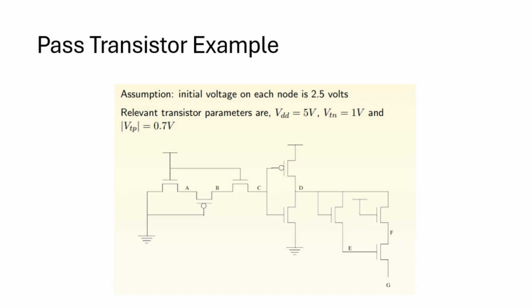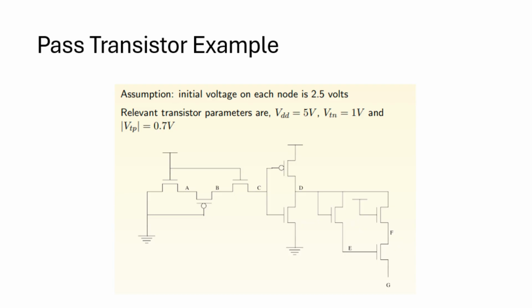Let's try to figure out what the voltages at different points, that is A, B, C, D, E, F, and G, will be based on our understanding. But before that, let's consider the initial conditions that are given. So the initial voltage on each node is 2.5 volts, and the relevant transistor parameters are VDD is 5 volts, VTN is equal to 1 volt and VTP is 0.7 volts.